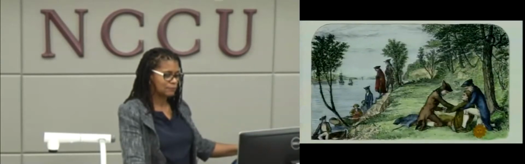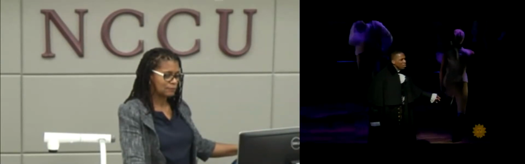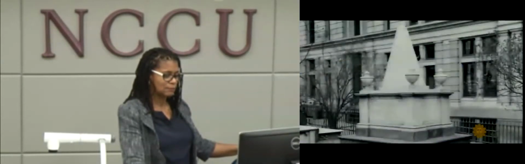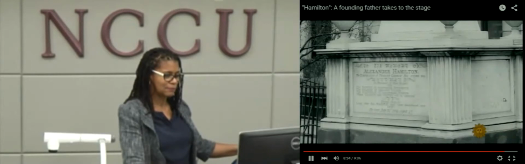Once word spread of his death, Alexander Hamilton was mourned by the young country he helped birth.